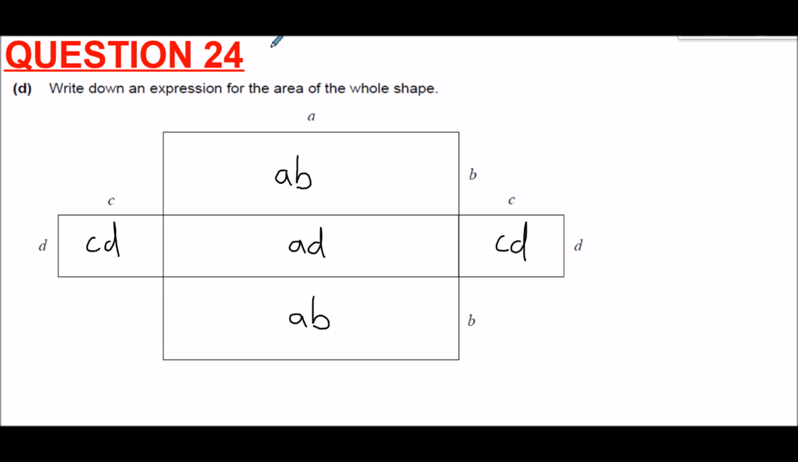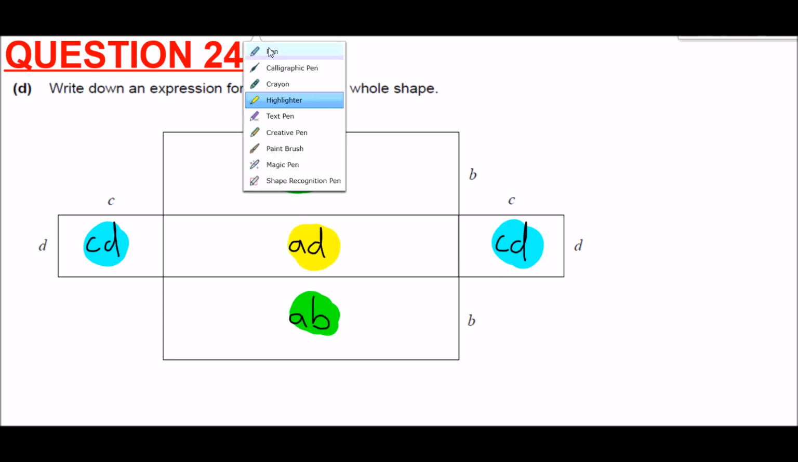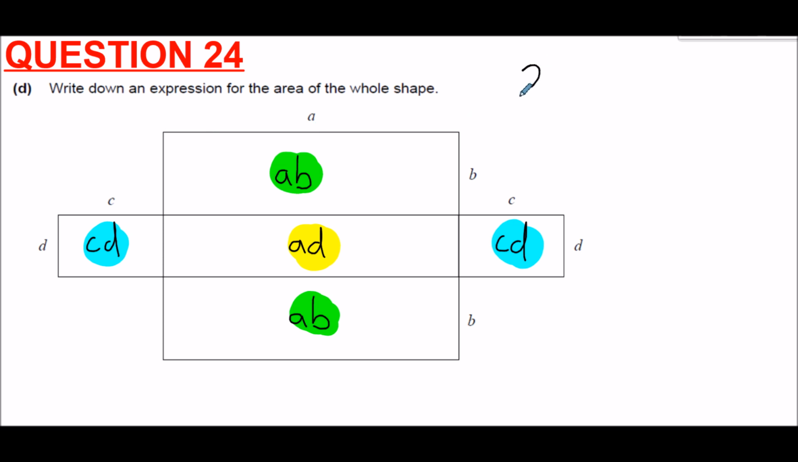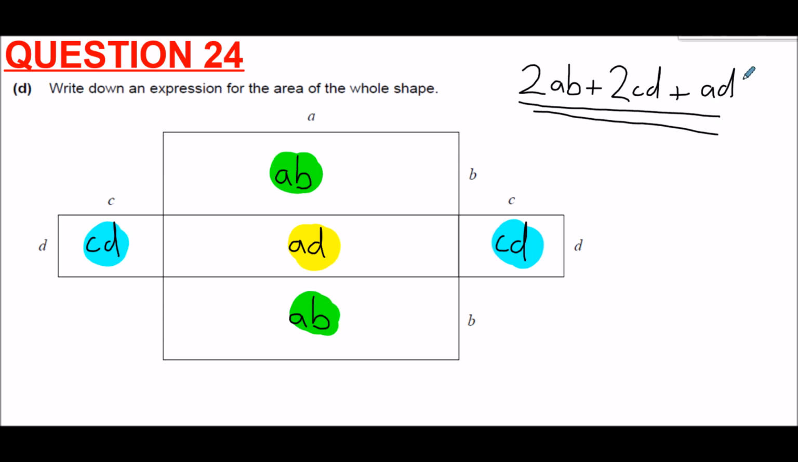And so we have different combinations of letters to add together. There's 3 different combinations we've got here. The first combination is AB. Second combination is CD. We've got 2 CDs and 2 ABs. And the final one, AD, we've just got one of. And so for total expression, we've got 2 lots of AB, plus we've got 2 lots of CD, plus 1 lot of AD. And that's the final expression, which completes question 24.